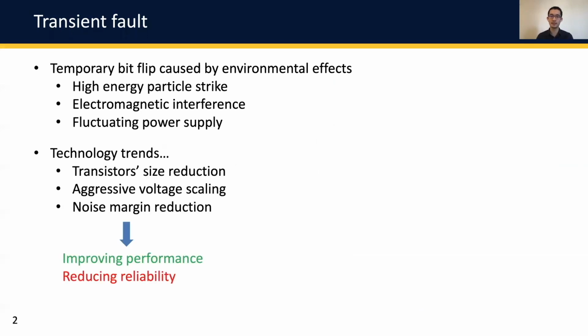With advancement of semiconductor technology, transistor size has reduced exponentially. In addition, aggressive voltage scaling as well as noise margin reduction have also emerged as effective methods to improve the energy efficiency of microprocessors. However, this combination of techniques substantially weakens the architectural reliability, causing transient faults to happen more easily and frequently than ever before.